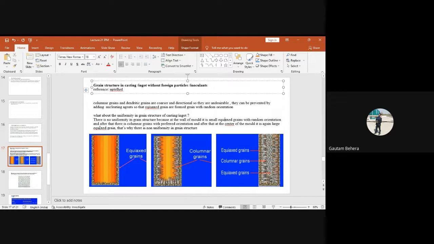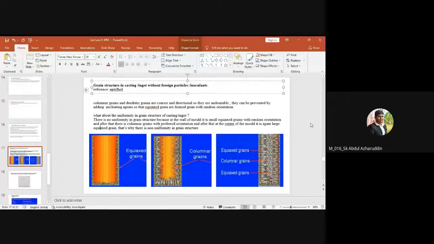Equiaxed. I think up to this it is clear. If somebody asks you, you take a mold and pour molten metal, how the structure will be obtained, you can explain it now. Excuse me, sir. Yes. Sir, why are equiaxed grains created in the center?